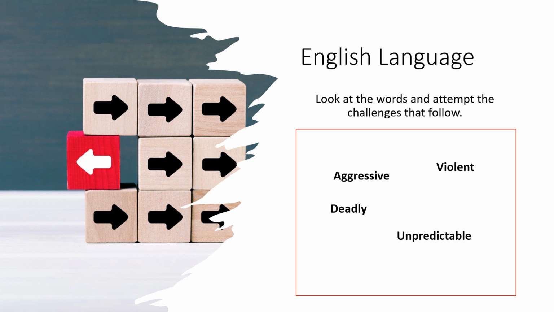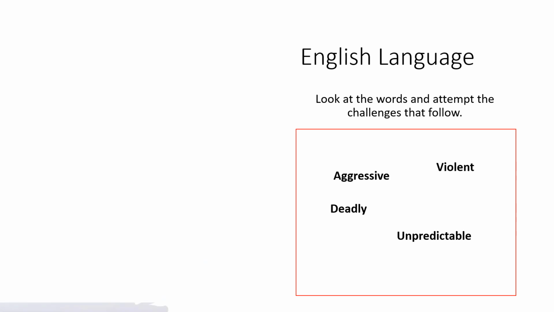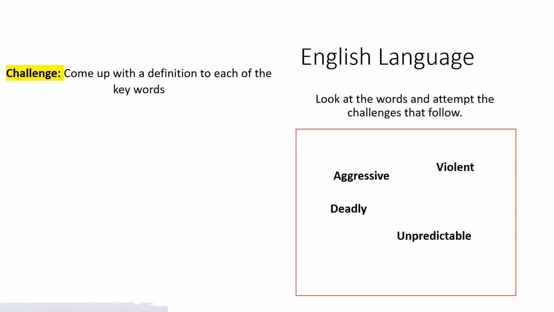Look at the words and attempt the challenges that follow. So the words we're going to focus on first of all are aggressive, violent, deadly and unpredictable. So the first thing I'd like to think about with those words in mind is, can you come up with a definition to each of those key words? If you're not too sure what they mean, don't worry about it too much, you can always look it up on your phone or in a dictionary.